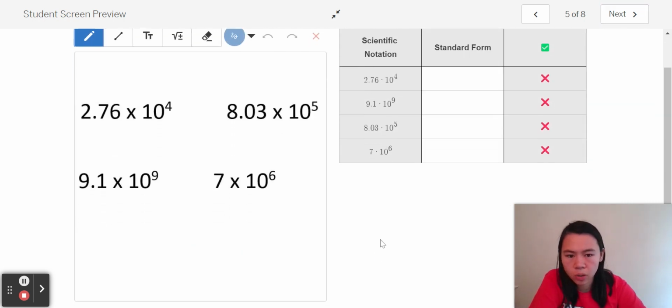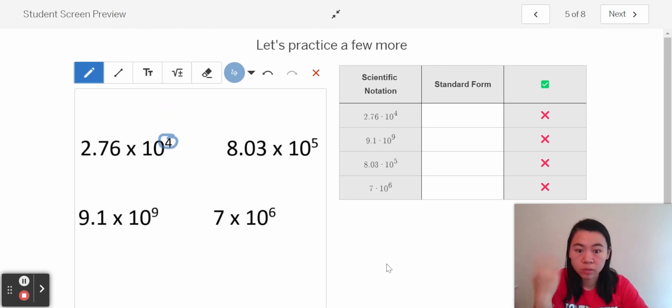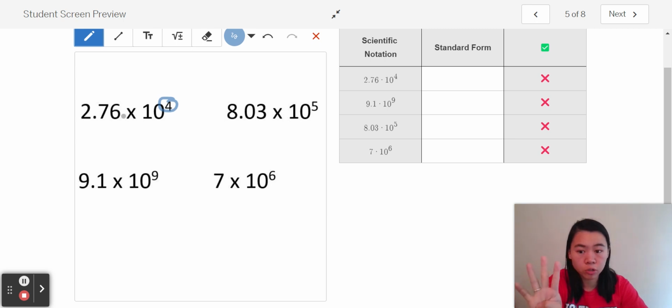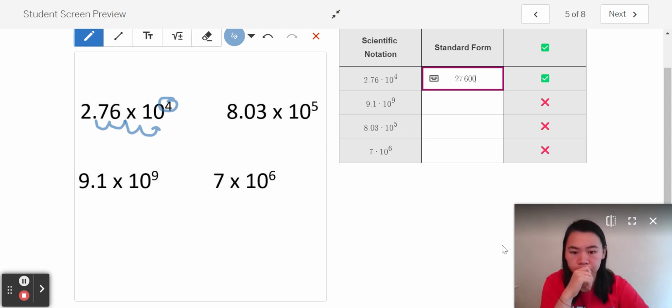Let's practice a few more. Okay, so 4 total jumps. These are all positive numbers, so they're going to be all large numbers. We have 4 total jumps. Takes a jump to get over the 7, so now we only have 3. Takes a jump to get over the 6, so now we only have 2 extra jumps that we're going to have to fill in with zeros. So 2, 6, 7, 4 zeros.